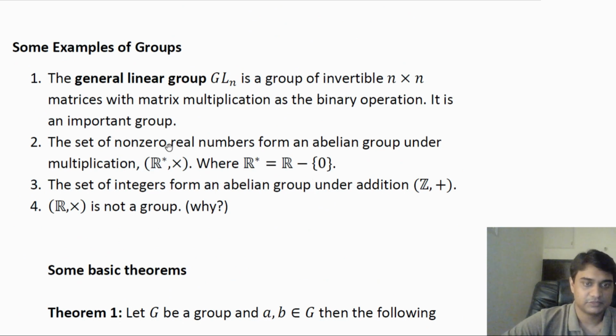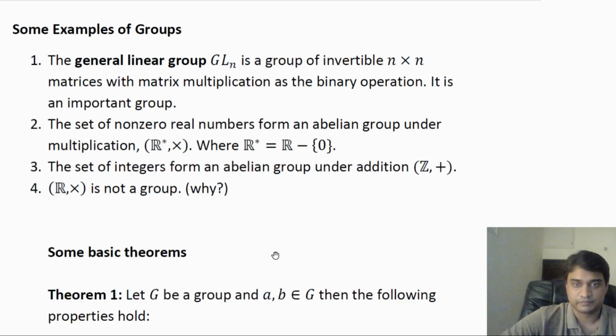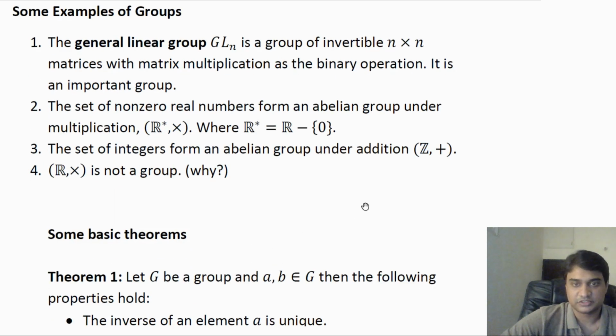Okay, so another example is the set of integers. Yeah, it's a very important set, an important group. The set of integers forms an abelian group under addition. One of the very basic and somewhat important groups, right? Which we will study, this group Z plus, later in this video. So this forms an abelian group, right?